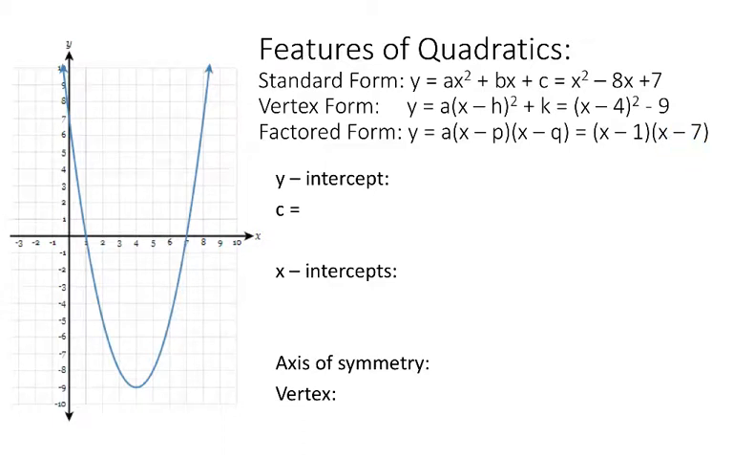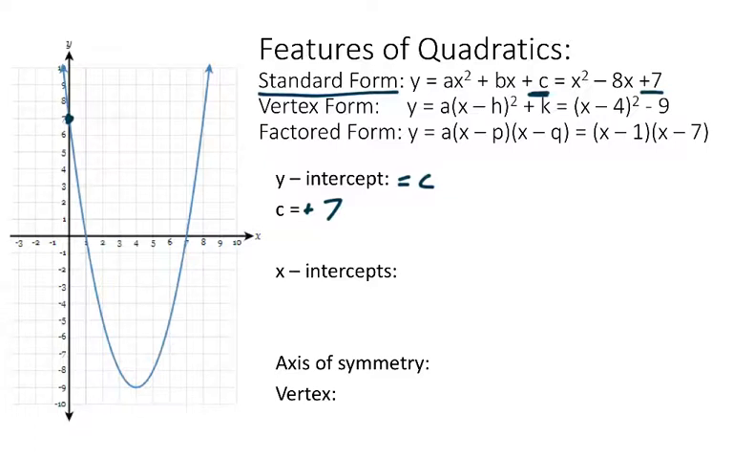Now, one of the things that's nice about the standard form is that the y-intercept is always equal to c from the standard form. So in this case, it's really easy to see on the equation that the c is a positive 7. And then if we go over here on the graph to the y-axis, hey, look at that, the y-intercept is a positive 7. So the standard form is easiest for seeing the y-intercept.